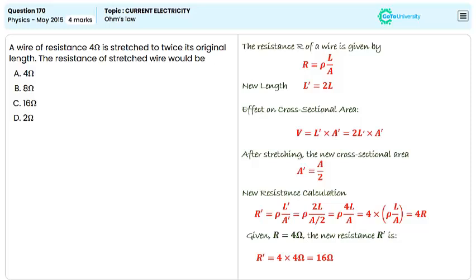Given the original resistance R is equal to 4 ohm, the new resistance R dash will be R dash is equal to 4 into 4 ohms, which is nothing but 16 ohm. The resistance of the stretched wire would be option C, 16 ohms.